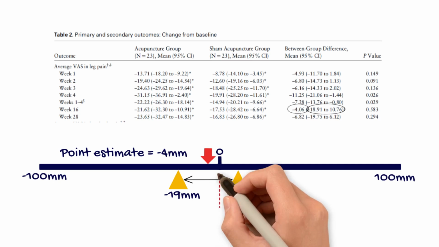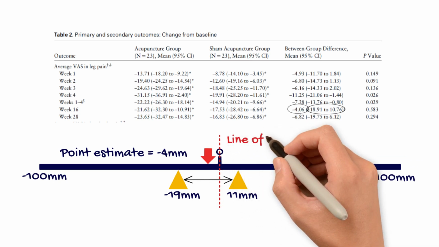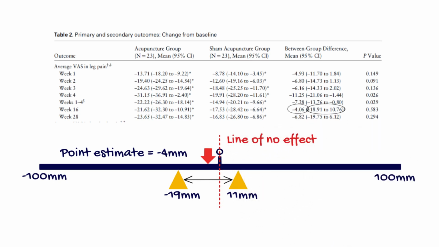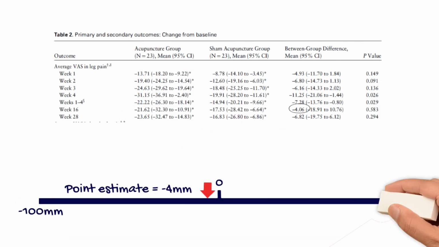Note that this interval includes 0, crossing the line of no effect. In this case, the range includes both positive and negative numbers, both improvement and worsening of symptoms. This is not a statistically significant finding.